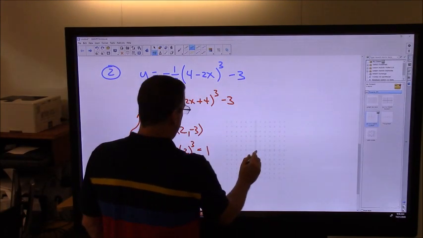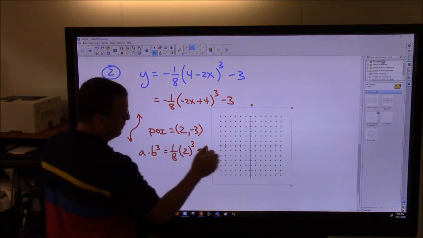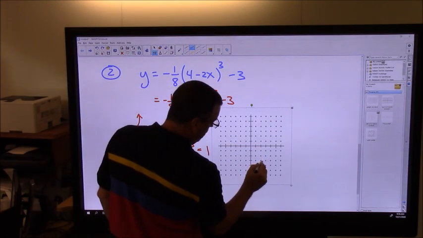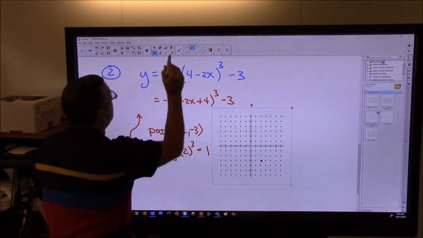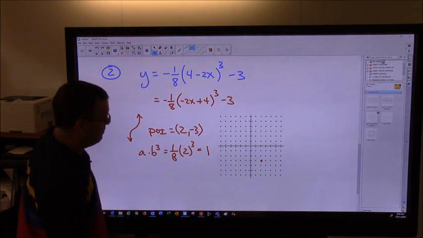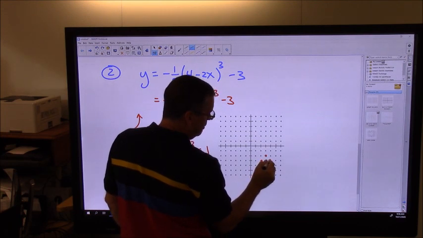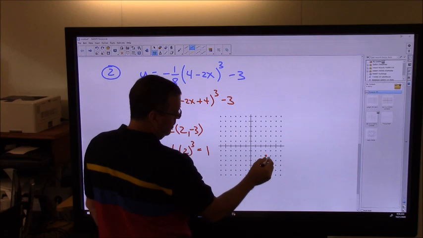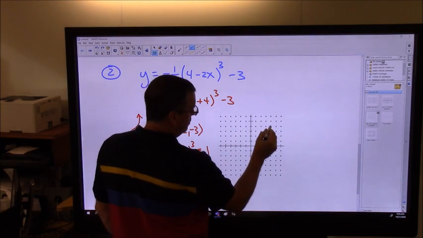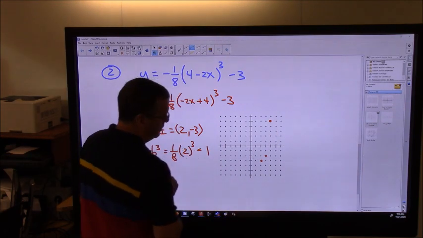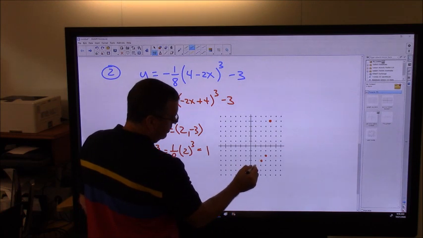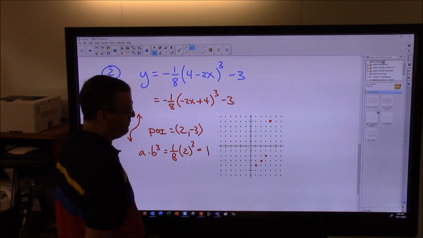So I can go ahead and draw that picture now. My point of inflection is at 2 comma negative 3. It's right here. And so then if I go over 1, 1 cubed is 1. If I go over 2, 2 cubed is 8. I could actually fit that in this way. 1, 2, 3, 4, 5, 6, 7, 8. And if I go this way 1 unit, 1 cubed is 1. If I go over 2, 2 cubed is 8. It's going to take me off the screen.